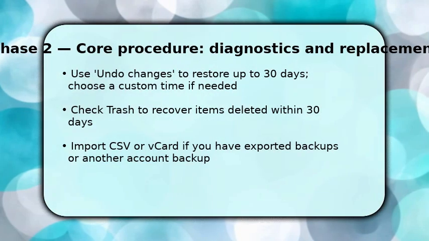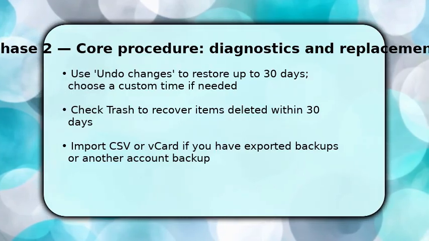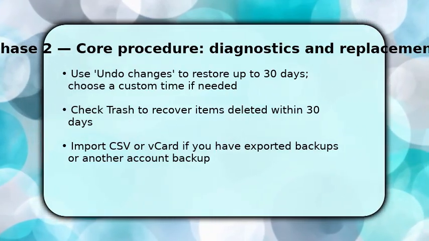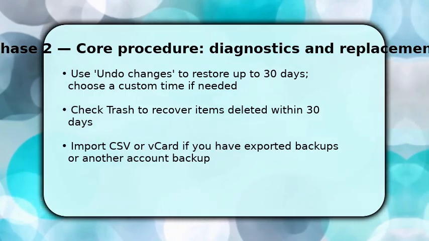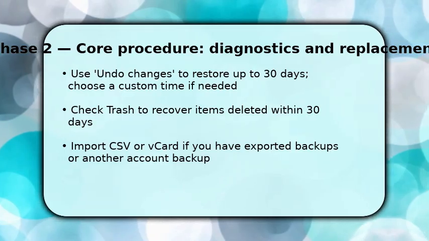Click it, pick a time point within 30 days and apply the restore. This reverses bulk edits quickly. If Undo doesn't help, open Trash and manually restore specific contacts deleted within 30 days.